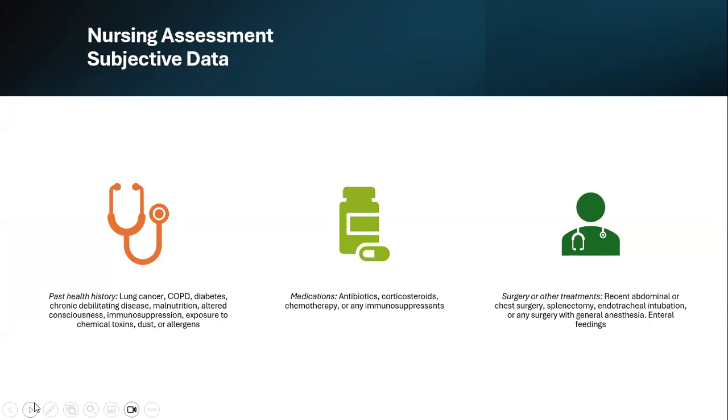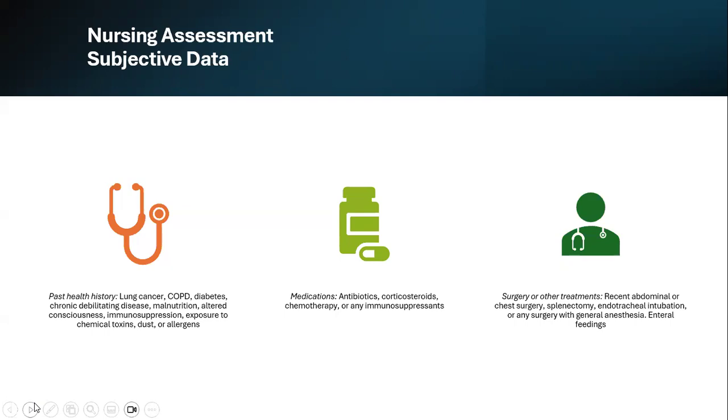For the subjective data, you can gain the past health history, whether the patient had a history of lung cancer, COPD, diabetes, and other diseases. Also whether the patient has a history of malnutrition, altered consciousness, and also immunosuppression, and also exposure to chemical toxins, dust or allergens. It is really important to explore the patient's health history to know whether the patient had disease before or not.